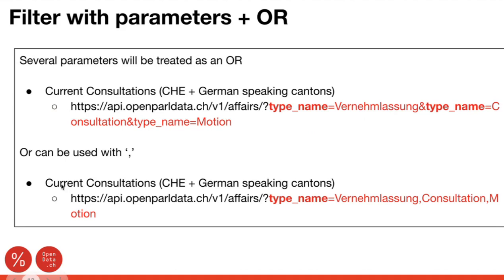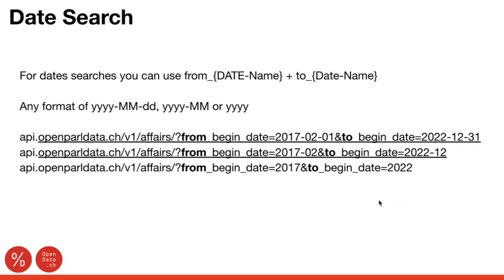And you can also use another syntax, where you simply connect the types with a comma. If you have a comma in the value itself, you have to URL-encode it, but this works the same way. So you can also use an OR for that.